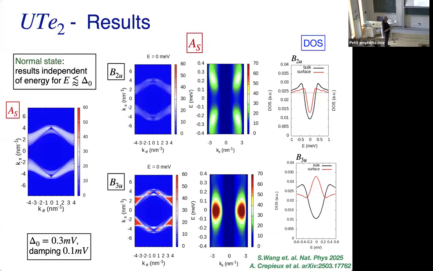You don't have any surface states which cross zero. So you don't have any of this Majorana type, nice topological states. You have some states on the surface, but they are gapped. So for sure, they're not topological. They're gapped, and they don't cross zero.